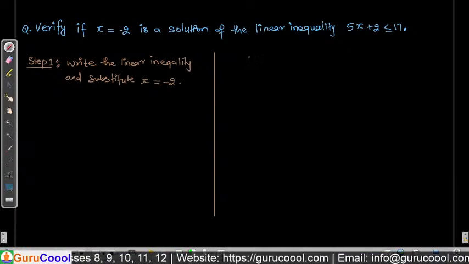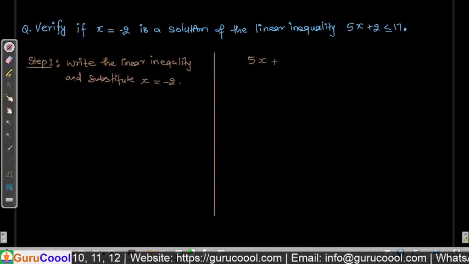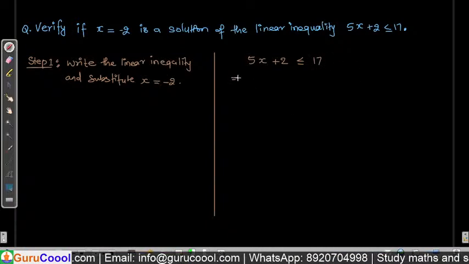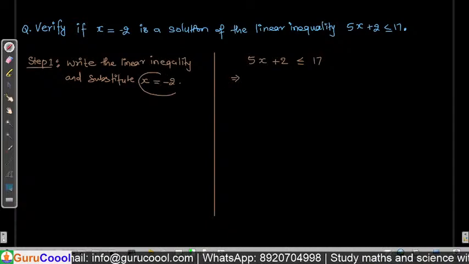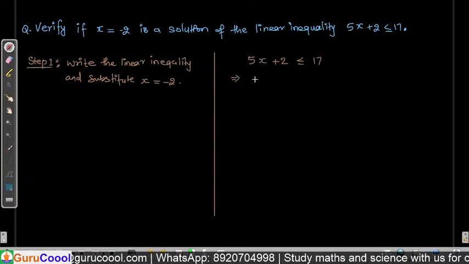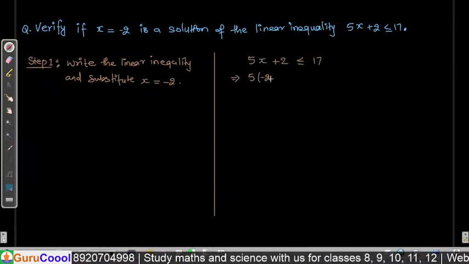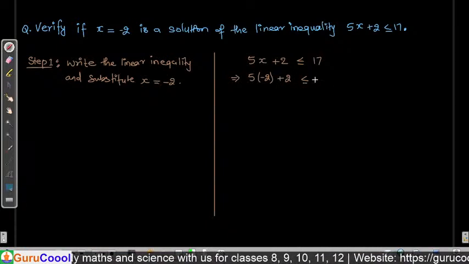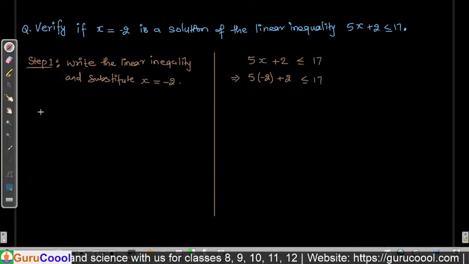First step, I write the inequality 5x plus 2 lesser than or equal to 17. Just in the next step, I'll substitute x equals minus 2. In place of x, I'll write minus 2. 5 times minus 2 plus 2 lesser than or equal to 17. First step is done.